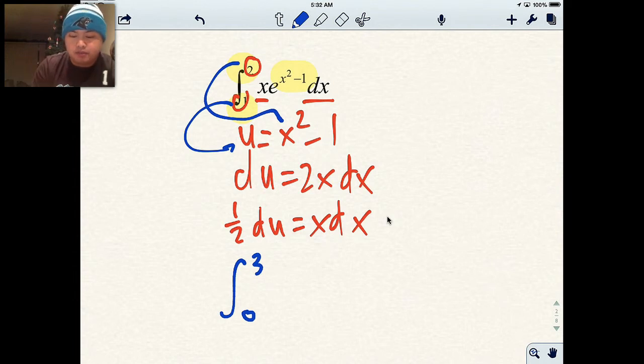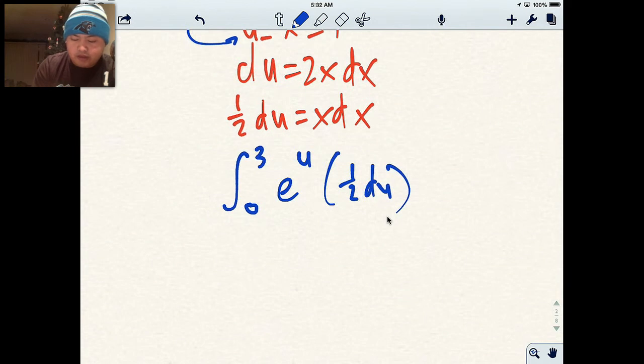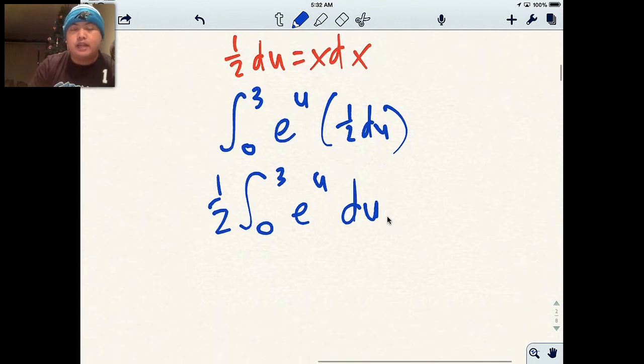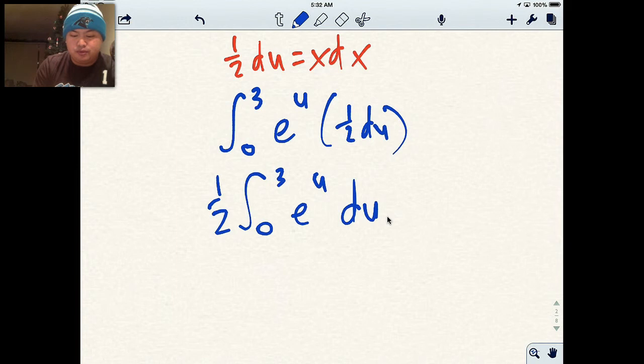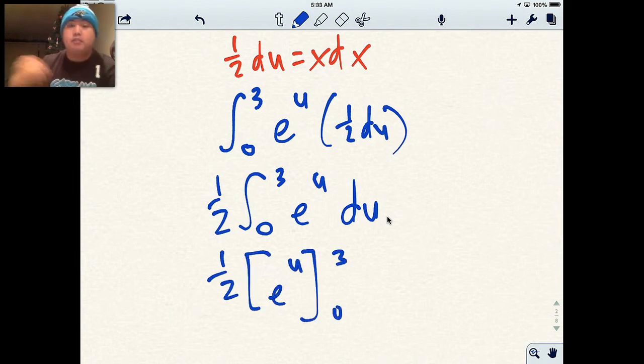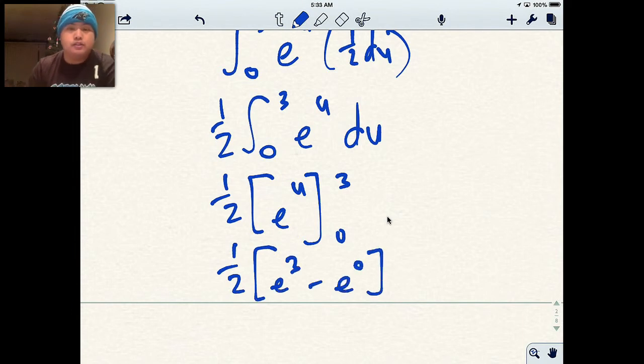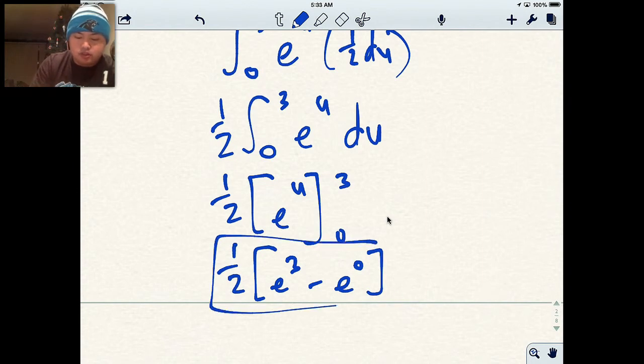This now becomes, if you remember, e to the u, because that x squared minus 1 becomes u, and x dx becomes half du. I could factor out a half, like so, right? And then the antiderivative of e to the u is e to the u. So this becomes half e to the u, 0 and 3. I plug in 3, I plug in 0, and I subtract the two quantities. So my answer is going to be half e to the third minus e to the 0. You should know e to the 0 is 1, so you can simplify this even further. But if you want to, you could stop right there.